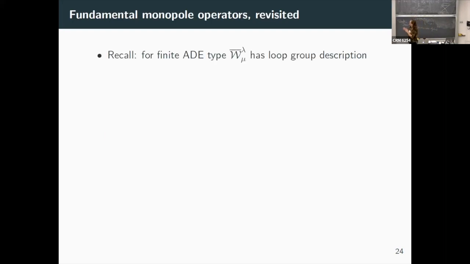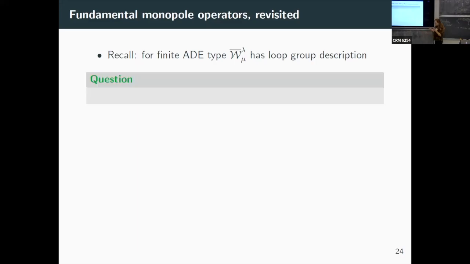Final comment, though, is the final slide. So just to recap, we started with finite ADE type. We used loop groups to build some variety I called W lambda mu. Then we saw that Coulomb branches let you realize the same variety. And you have these interesting functions called fundamental monopole operators. Okay, we don't actually know what they are. We don't know what they are as functions on this space.